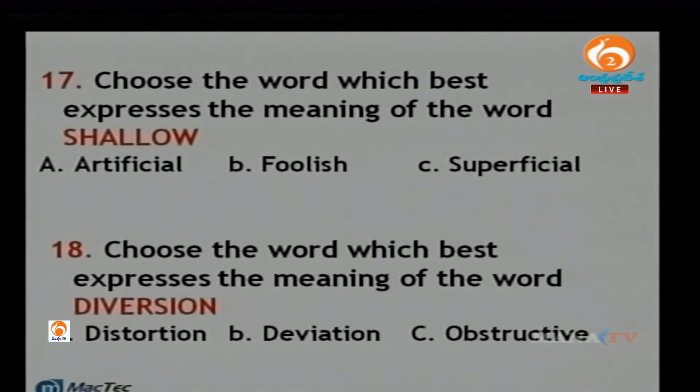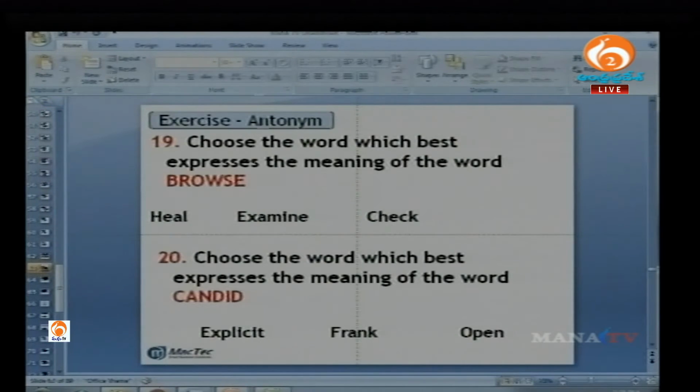Choose the word which best expresses the meaning of the word diversion. Diversion means deviation. It's as simple as that. It's pretty simple, right? I'm deviating from the topic. I'm diverting the entire argument. So the opposite of diversion is deviation. Number 19. Let me remove the header again.